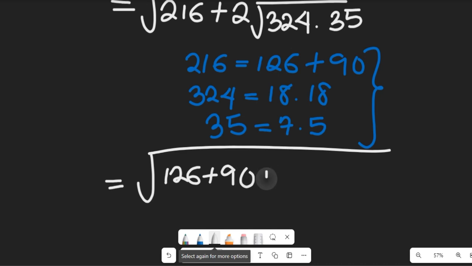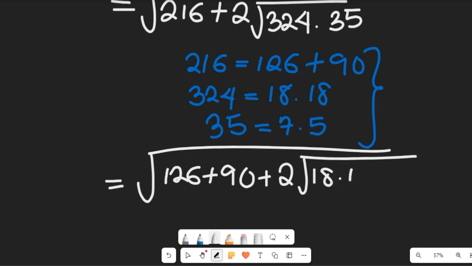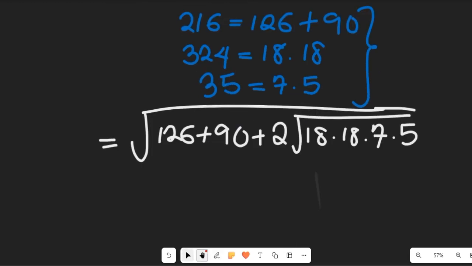right, plus 2, right, multiplying the total square root of 18 multiplied by 18 multiplied by 7 multiplied by 5. I did not change anything.